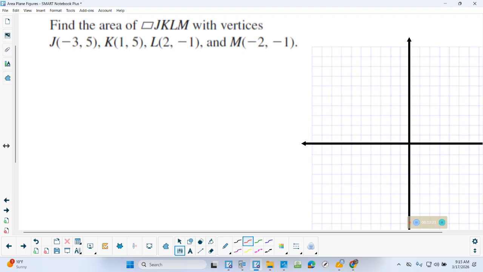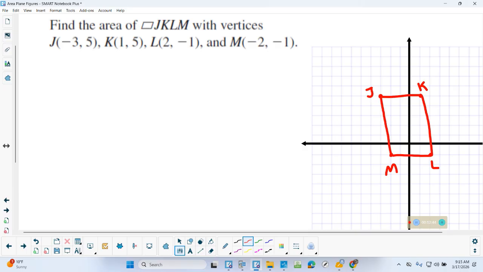So J's at -3, 5. K's at 1, 5. Let's see, we've got L at 2, -1. And M's at -2, -1. All right, let's connect it.